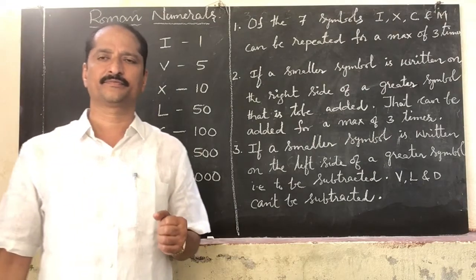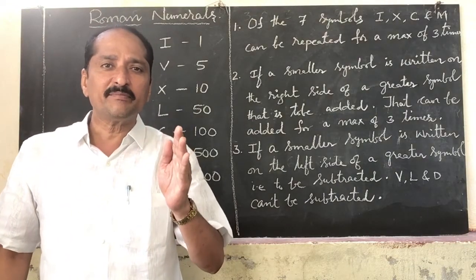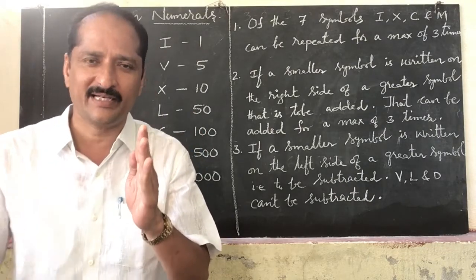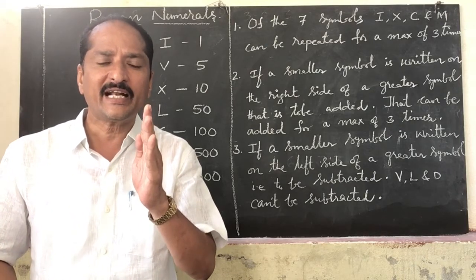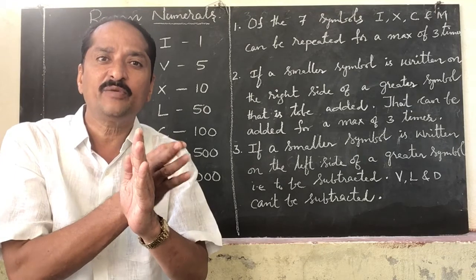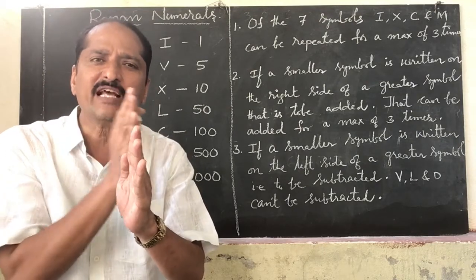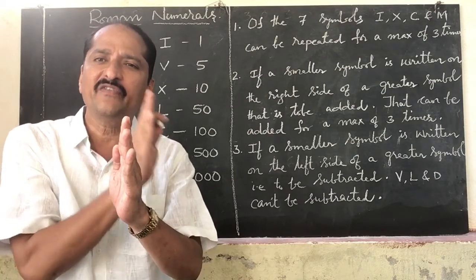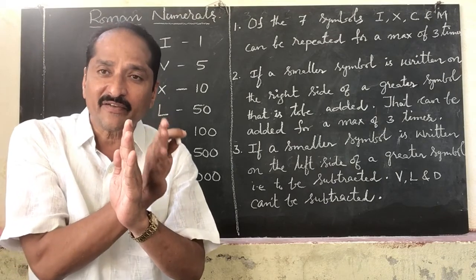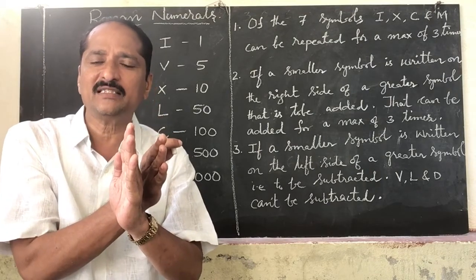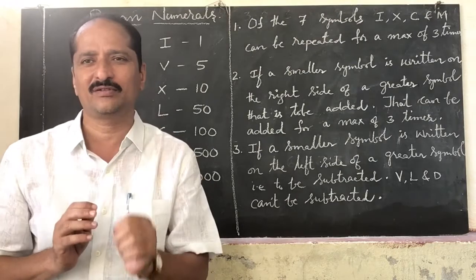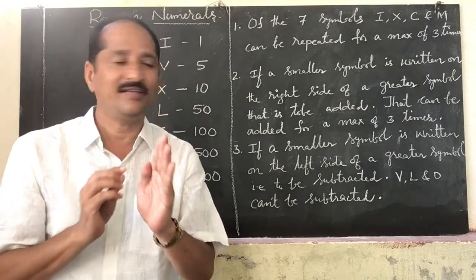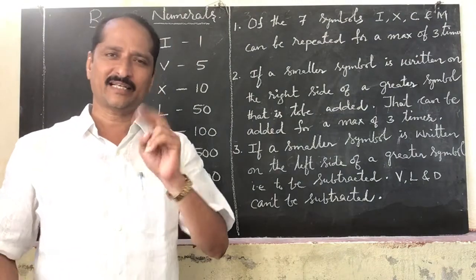The second one is, when we are writing a smaller symbol on the left side of a greater symbol, that is to be subtracted. Whenever we are writing a smaller symbol on the left side, it should be written only once. That means only one time we can subtract. If you are writing I on the left side of V, only once we have to write. That means 5 minus 1, that is equal to 4. But I cannot be written on the left side two times before V. We should not write like that.